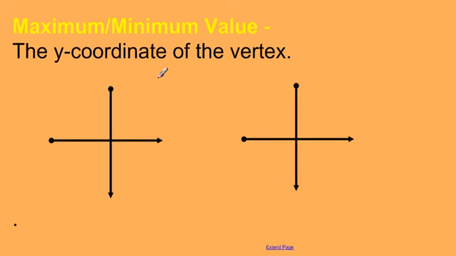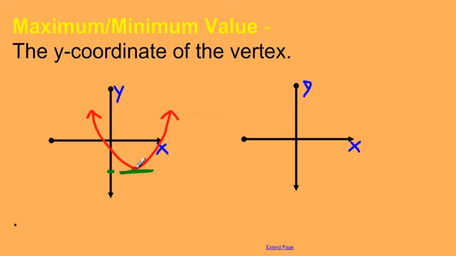Again, we'll label our x and our y-axis. If I had a parabola opening up, let's say the vertex is there, this parabola is going to have a minimum value. And that minimum value is going to be the y-coordinate of the vertex.